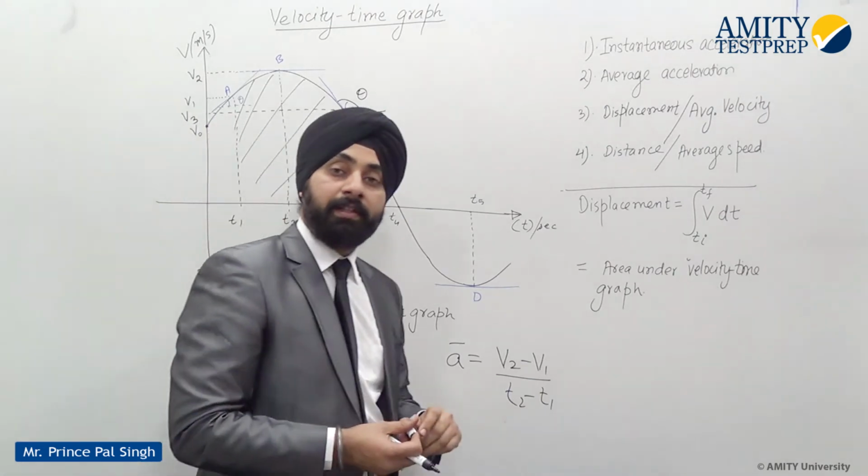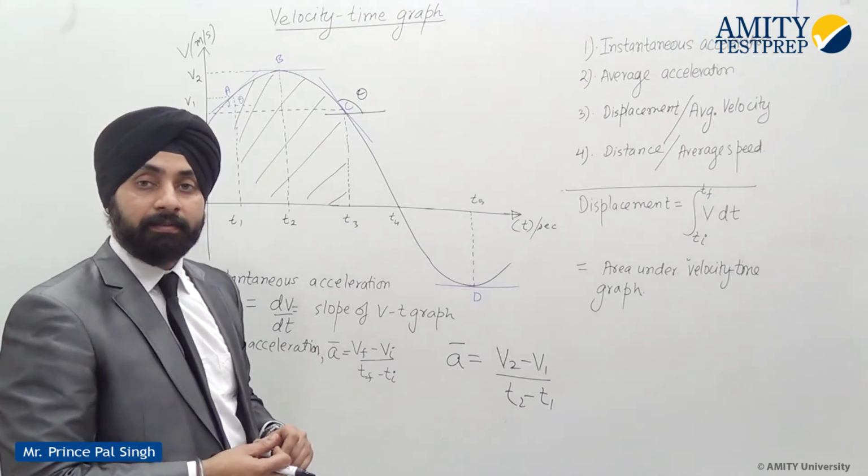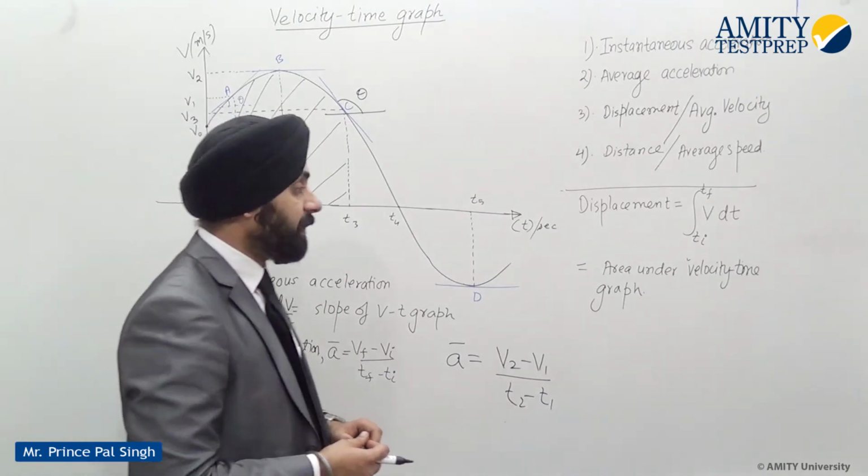We can find out the distance travelled by the particle. If we divide it by the time taken, then we will get the average speed.